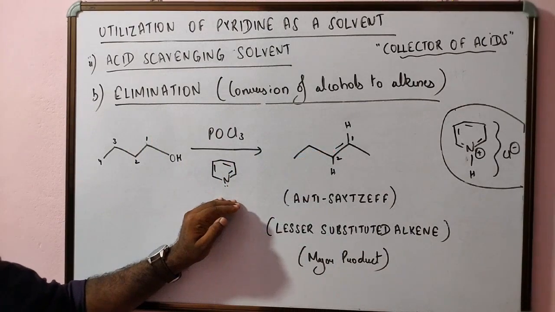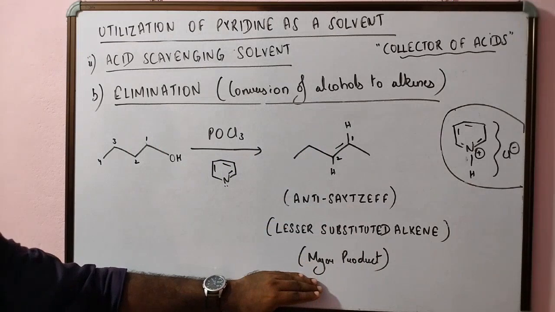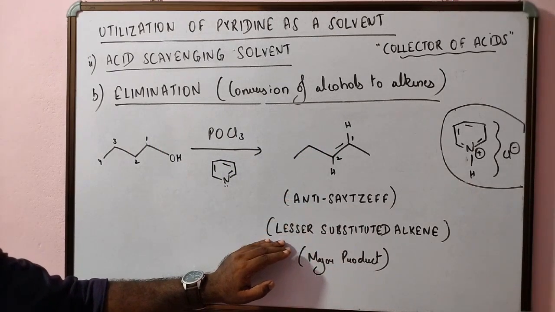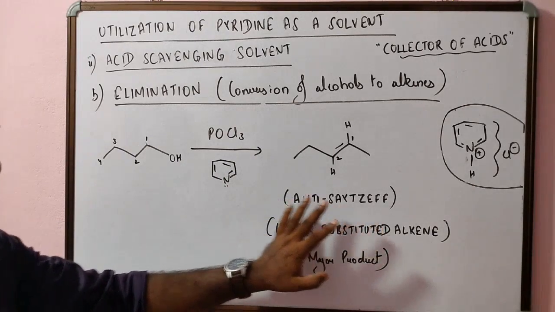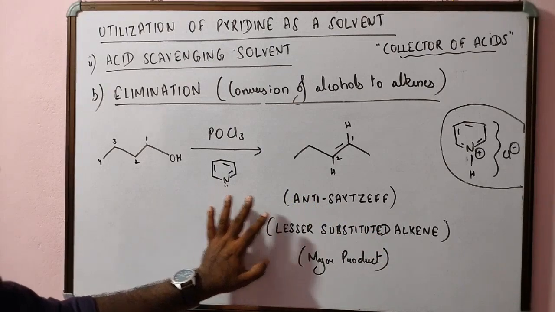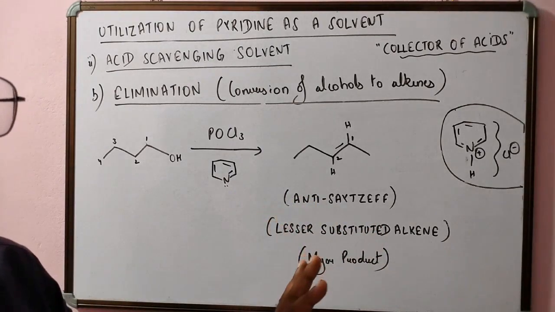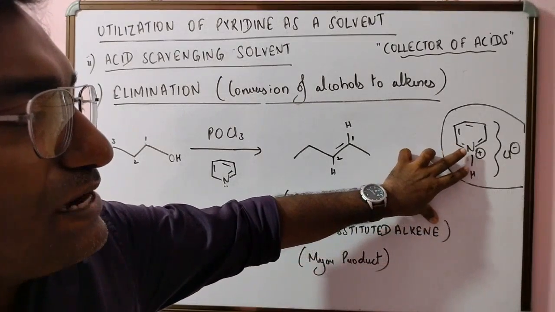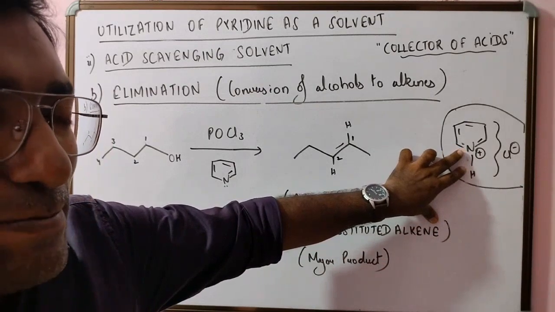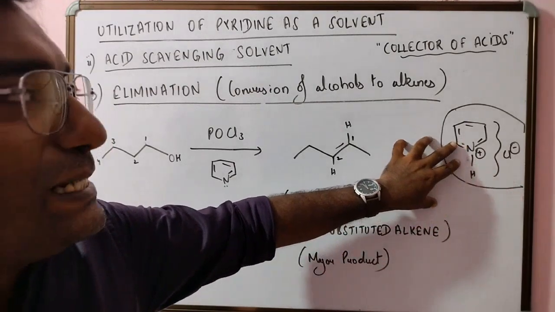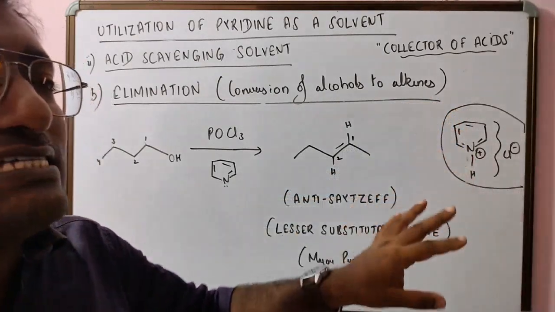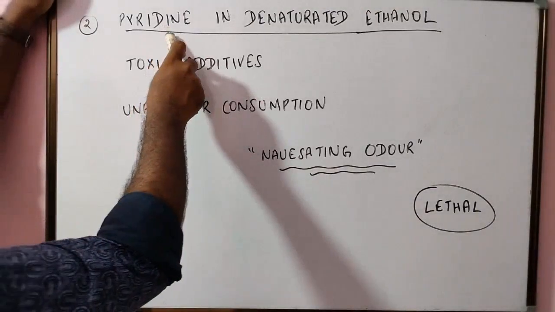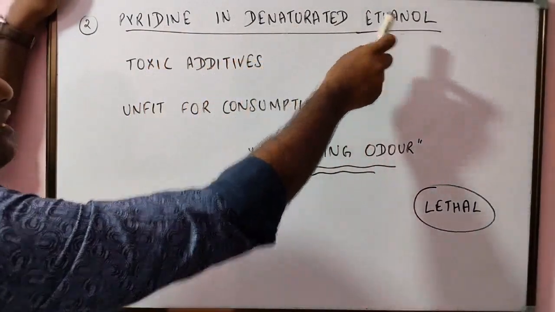When we use pyridine, what we get as the major product is the anti-Zaitsev product, or the lesser substituted alkene. This, however, is of no relevance to the current topic. What we need to note is the consumption of acid by the pyridine ring once again, thus positioning pyridine again as an acid scavenger. Use number 2, pyridine in denatured ethanol.